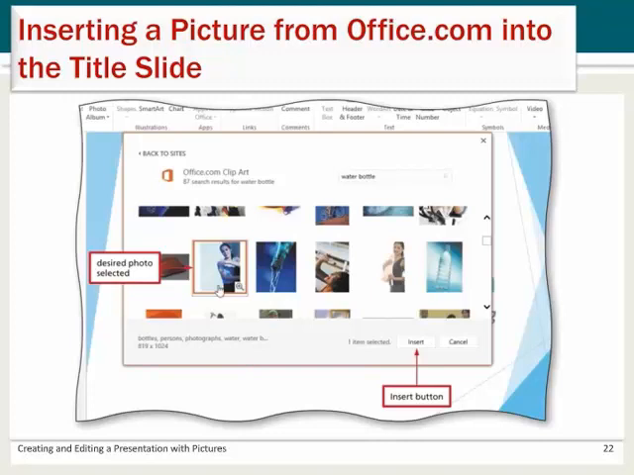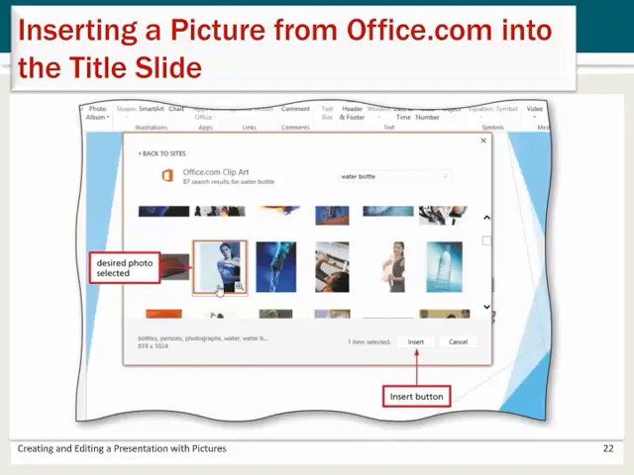With the insertion point in the Office.com clip art area, type the search terms depicted on this slide in the search box. Then tap or click the search button, the magnifying glass, or press the Enter key so that Office.com will search for and display all clips having the keywords.